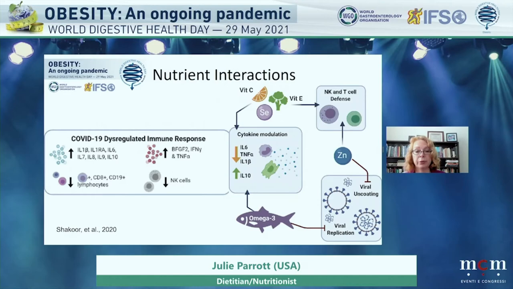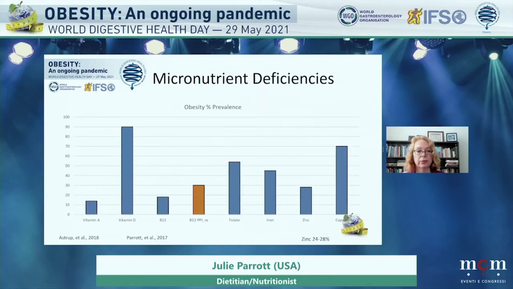We see the omega-3 fatty acids represented by the shark and vitamin E, C, and selenium up at the top of the slide. These act through antioxidant pathways to decrease the risk of infection. Zinc is a unique and vital mineral during COVID-19 infection because of its properties in modulating both the immune and the antiviral response. All of these micronutrients are involved in a fully functioning immune system.